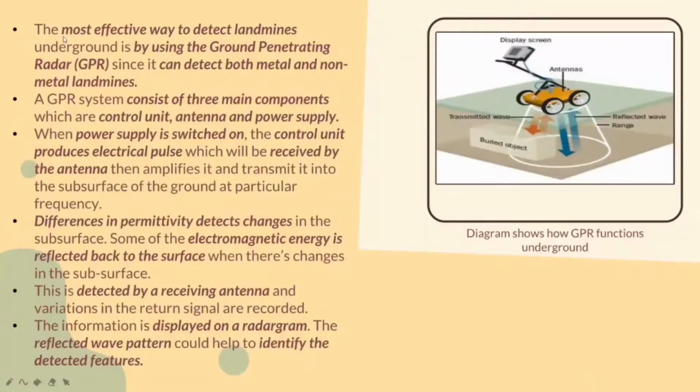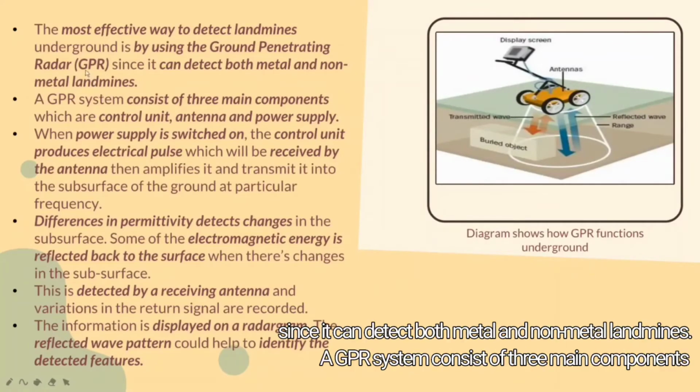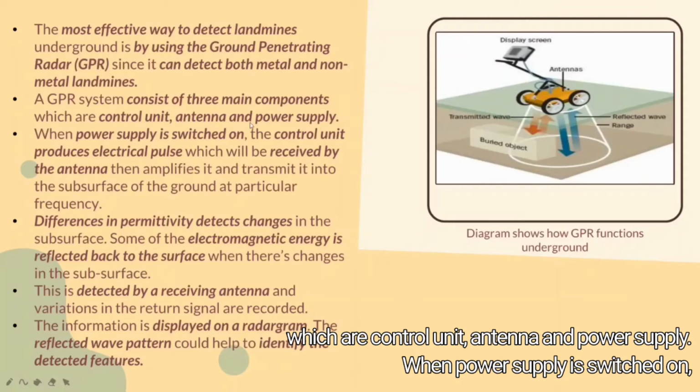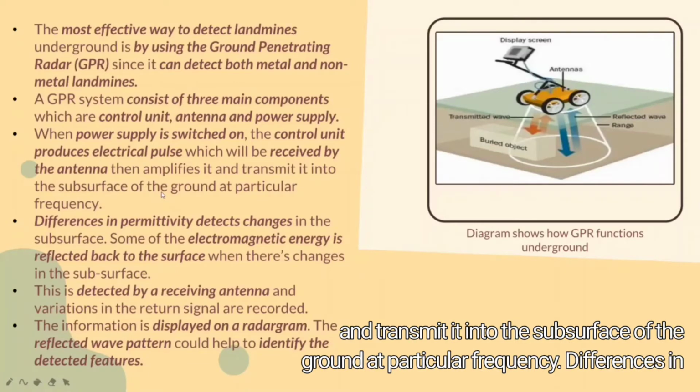Question 2. The most effective way to detect the landmine underground is by using the ground penetrating radar, or GPR, since it can detect both metal and non-metal landmines. A GPR system consists of three main components, which are control unit, antenna, and power supply. When the power supply is switched on, the control unit produces an electrical pulse, which will be received by the antenna, then amplifies it and transmits it into the subsurface on the ground at a particular frequency.